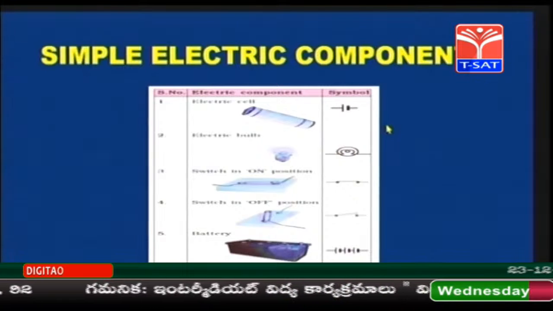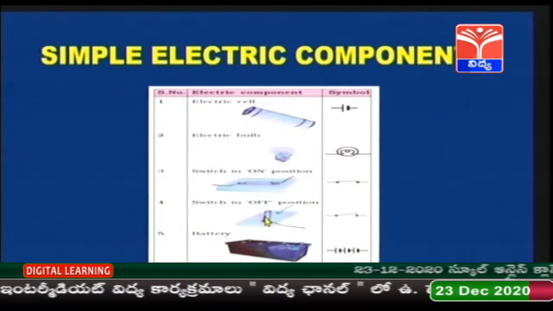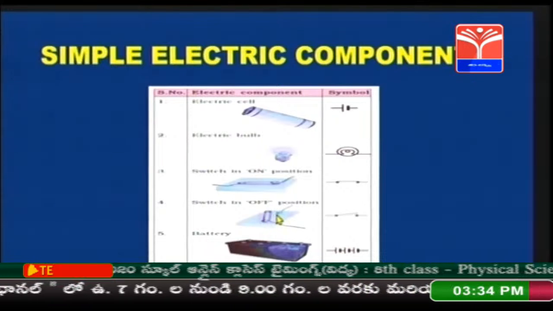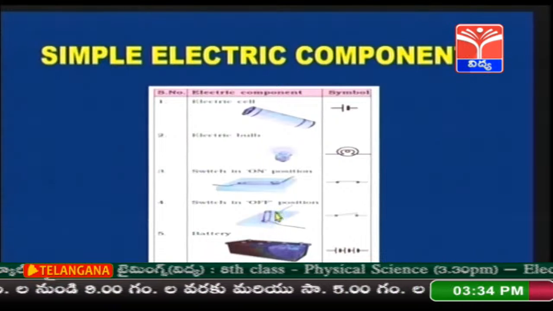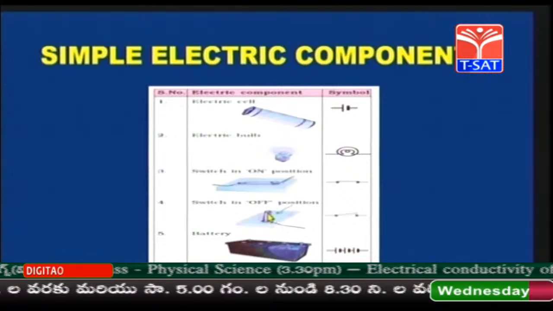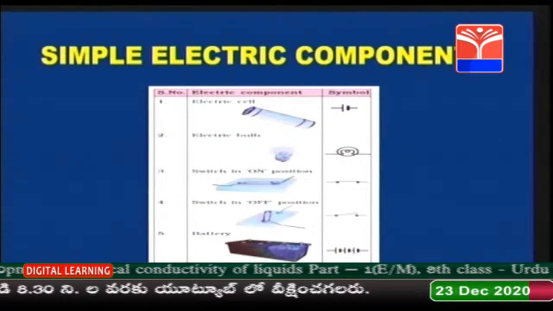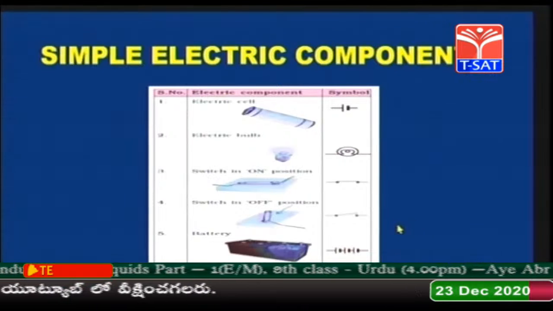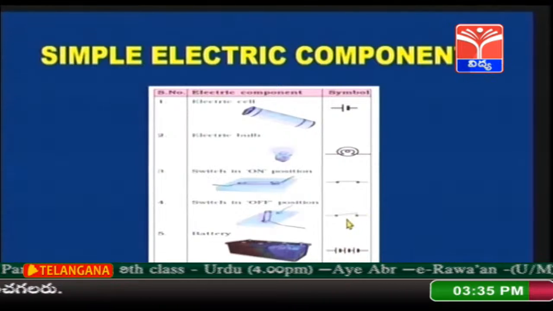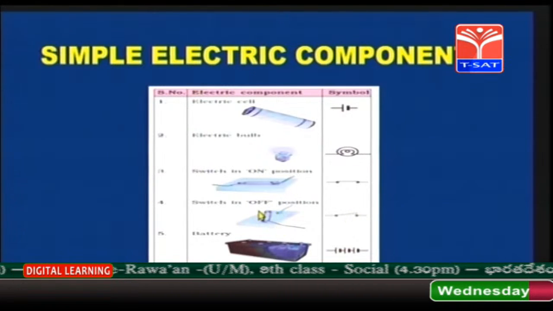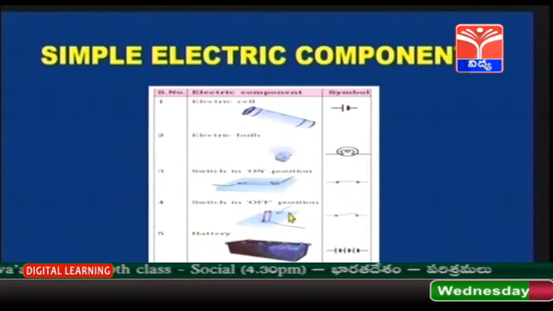Okay children? Then the fourth one: if the pin is removed or moved from any one of the terminals, then we know the circuit is broken, or the circuit is open now. You can see this is an open circuit. Now the switch is in off position, which means current cannot pass in this circuit now.